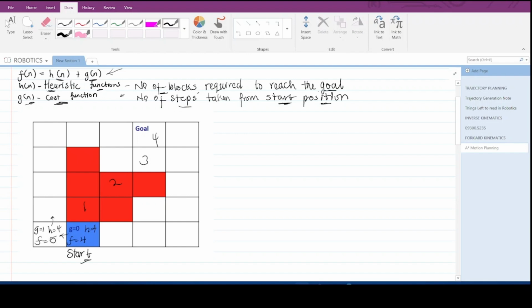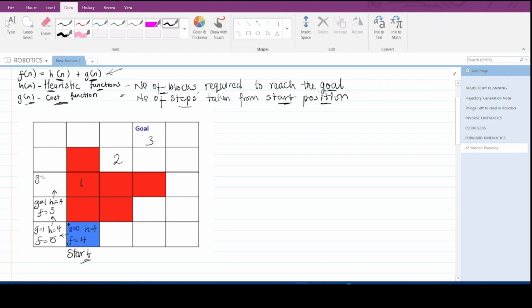So now let's move here. We're going to have g equal to 1. Why? Because from this block to this block is only 1 step. So g is still going to be equal to 1 for this block. Okay, so next we're going to count for h. How many blocks to the goal? Let's count. Let me erase this. 1, 2, 3. So h is equal to 4 and then f is equal to 4 plus 1, which is 5. Okay. Let's go up again.